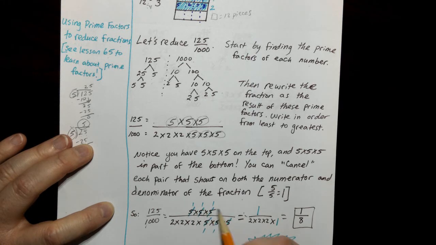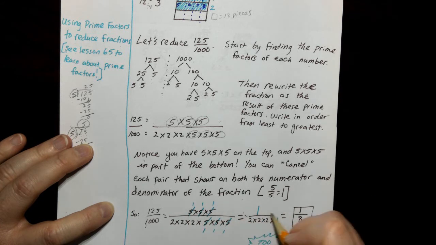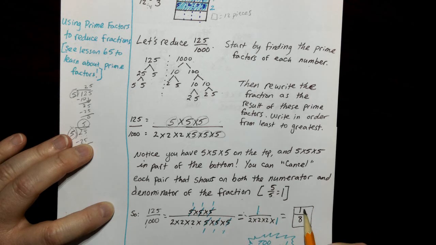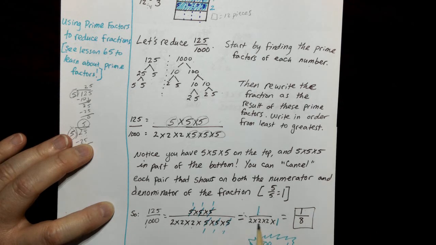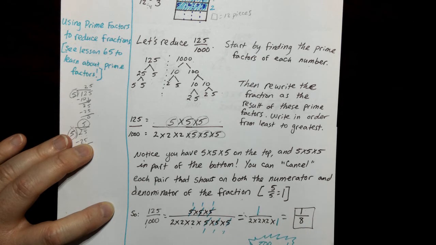Cross, cross, 1, 1, cross, cross, 1, 1. So 1 times 1 times 1 is 1. 2 times 2 times 2, we'll just keep it that way for now, times 1 times 1 times 1 is times 1. So 1 is just 1. 2 times 2 is 4. 4 times 2 is 8. So I get 1/8. Too easy.